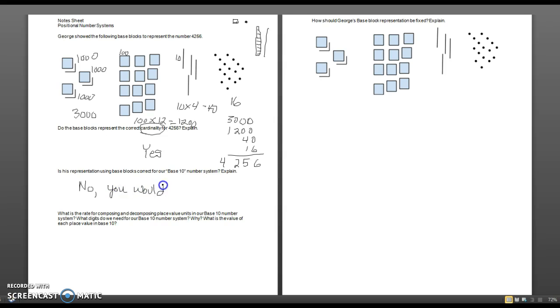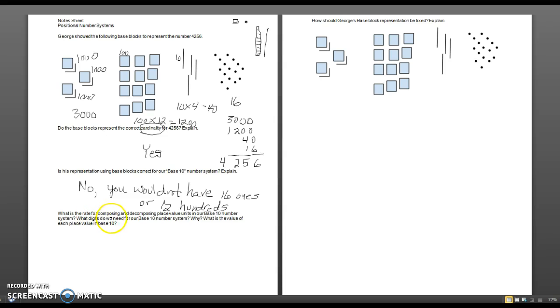You wouldn't have 16 ones or 12 hundreds. The cardinality's right. It's just that if we want to be able to translate from our base pieces to writing the number correctly, this isn't correct. Okay, we'll work on that on the next page.